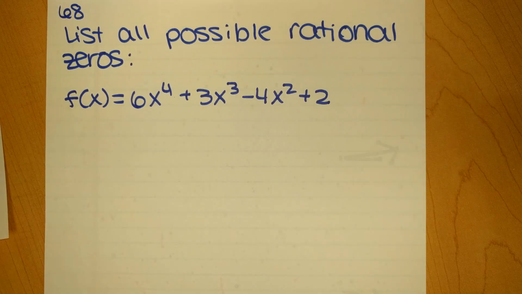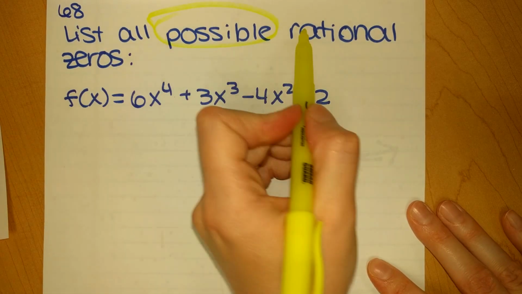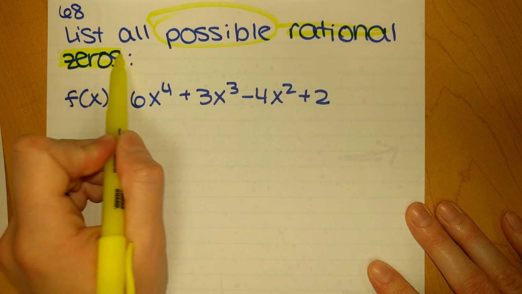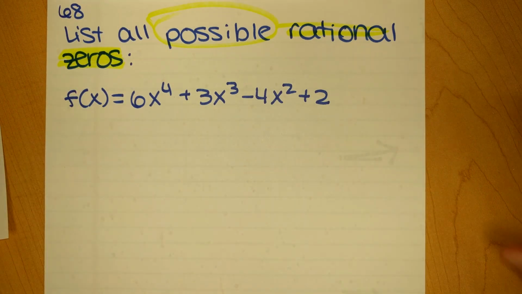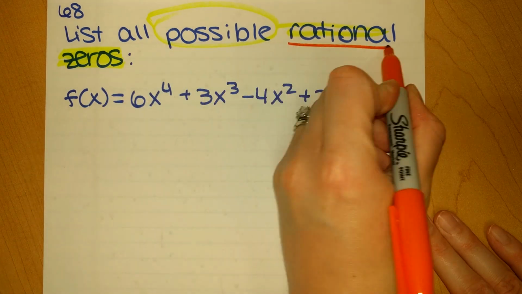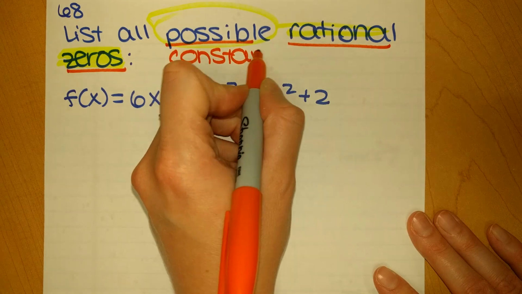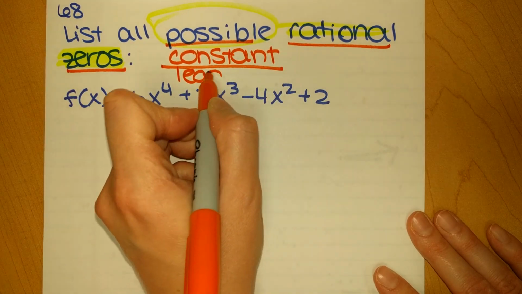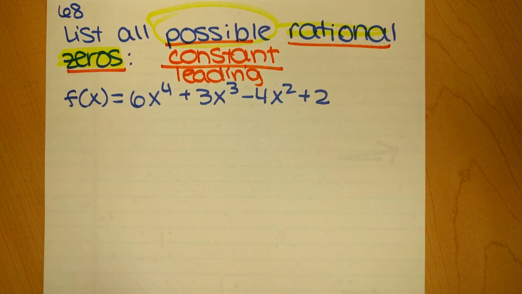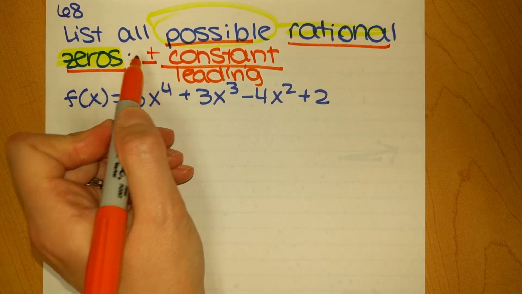This question asks us to list all possible rational zeros. And what is going to allow us to solve this question is using the rational zeros theorem. So that theorem says that our possible rational zeros will be given by the factors of the constant over the leading term. And remember, the leading term is the coefficient on the highest power.